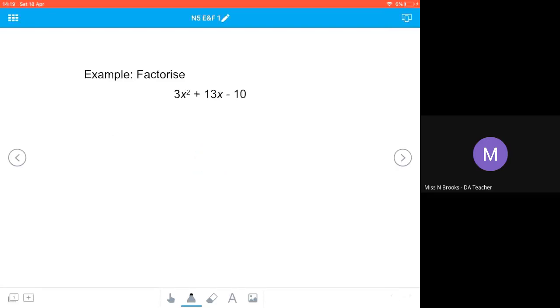So let's have a look at another example. This time we're going to factorize 3x squared plus 13x take away 10. So we want to make our magic number. So remember, our magic number is made by multiplying the coefficient of x squared by the number at the end, the constant term. Again, we've got a positive in the middle and a negative at the end, so we know that our brackets are going to have different signs. So 3 times negative 10 gives us a magic number of negative 30.